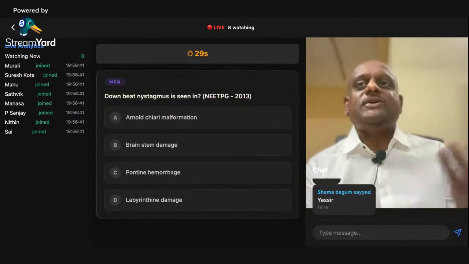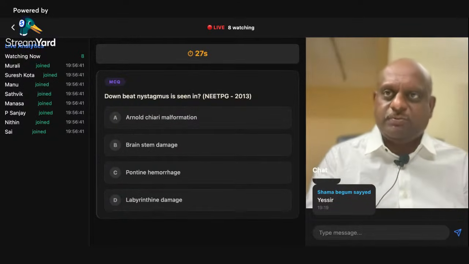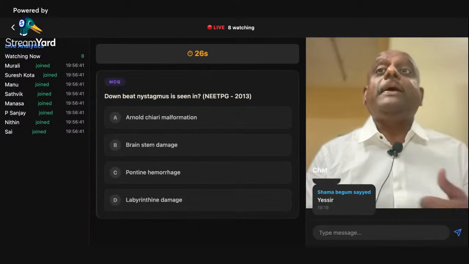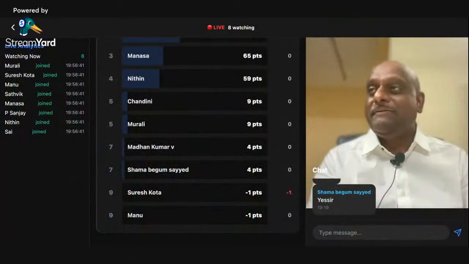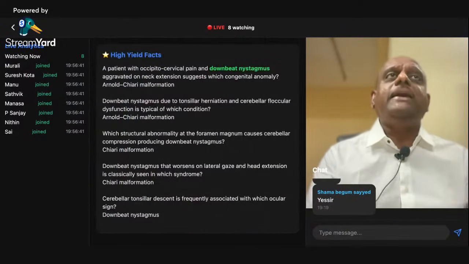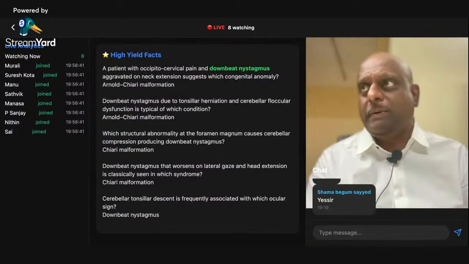Downbeat nystagmus, once more, favorite question of the examiner, just before we finished it. So typically it is seen in the case of the Arnold-Chiari malformations, where you can see the downbeat nystagmus is what we need to remember.